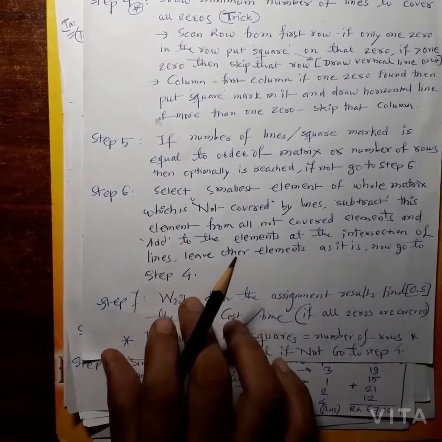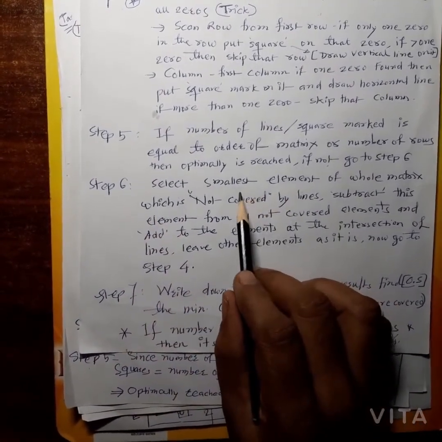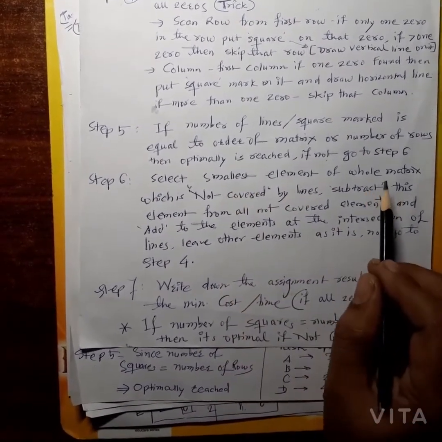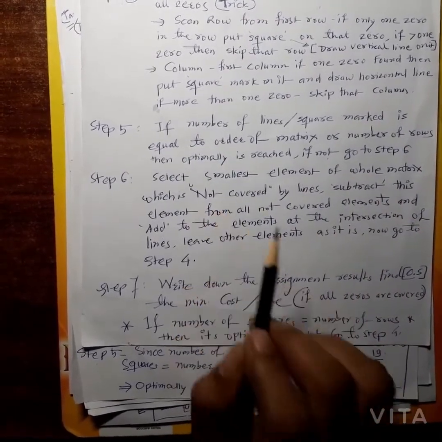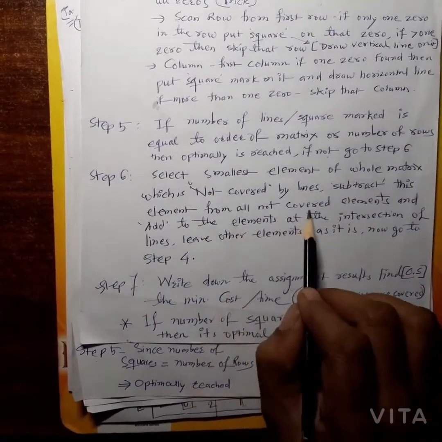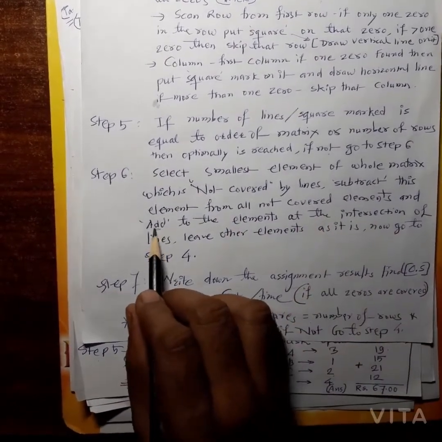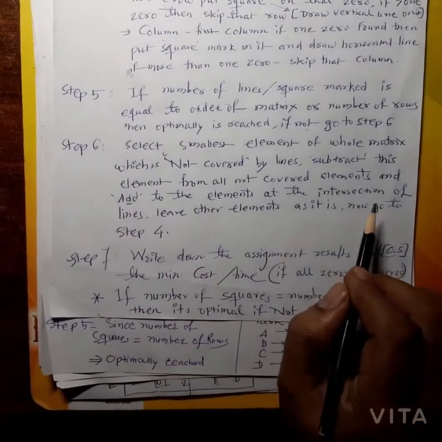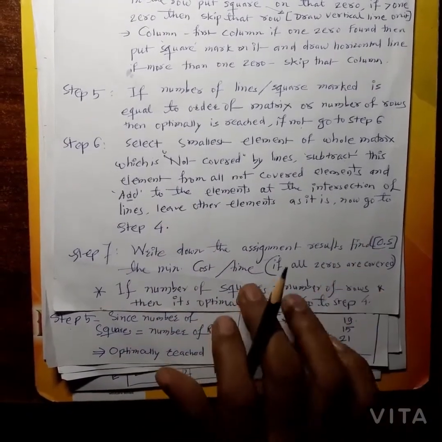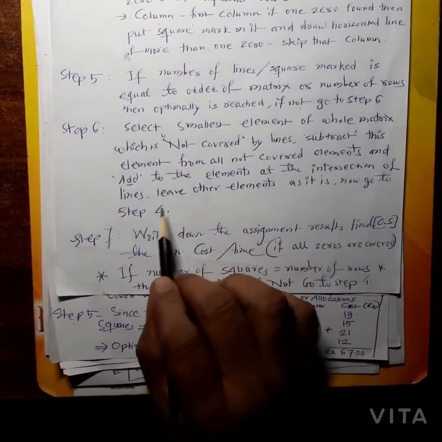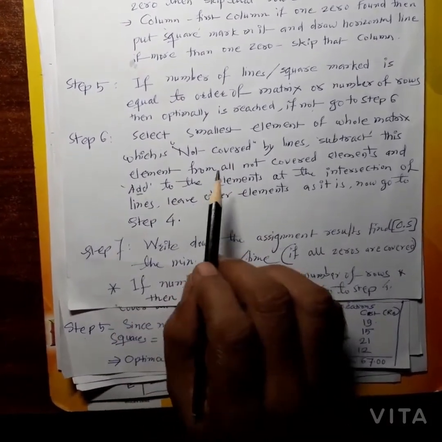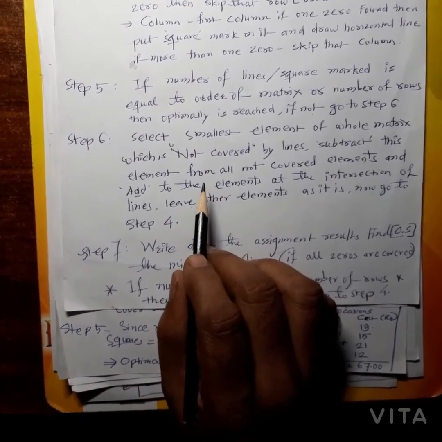Now in step number 6, we'll be identifying the smallest element in the whole matrix which is not covered by lines. We have to subtract this element from all not covered elements and we have to add this element at the intersection of the lines. Leave other elements as it is. Now after this, go to step number 4 as usual, that means to draw minimum number of lines to cover all the zeros.